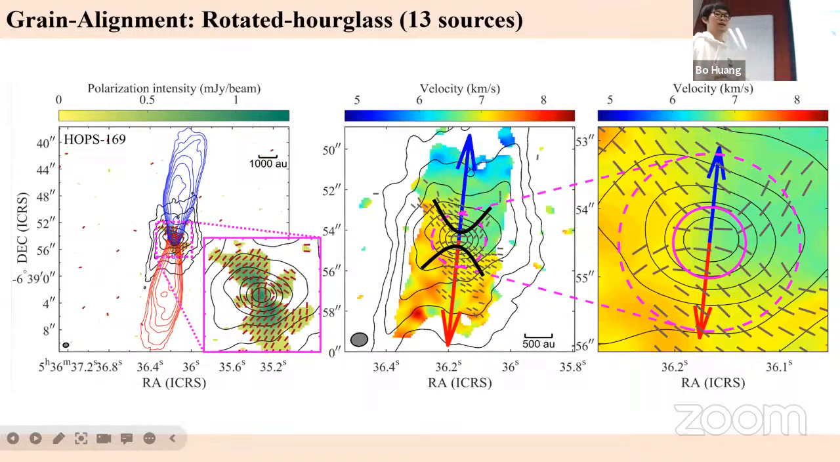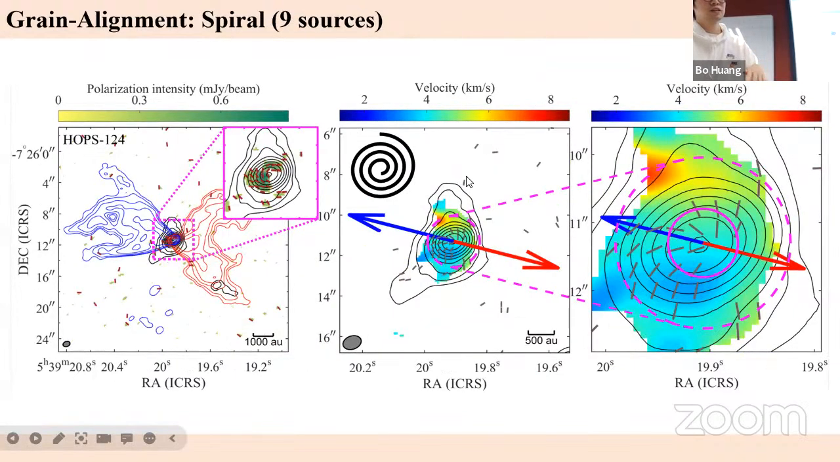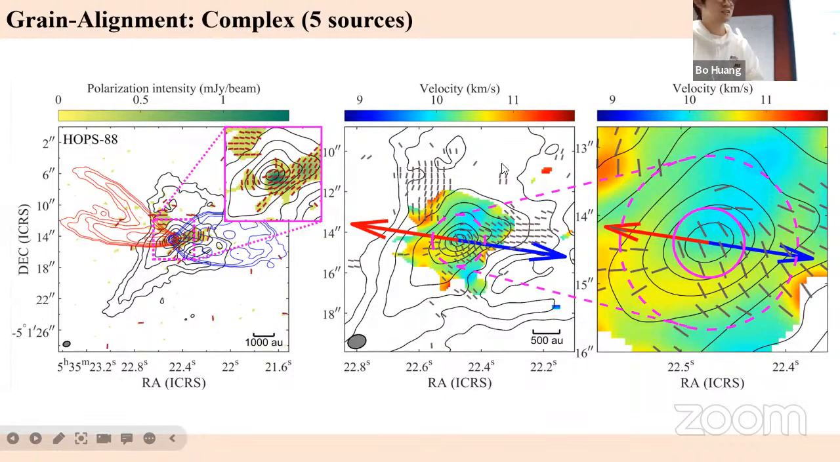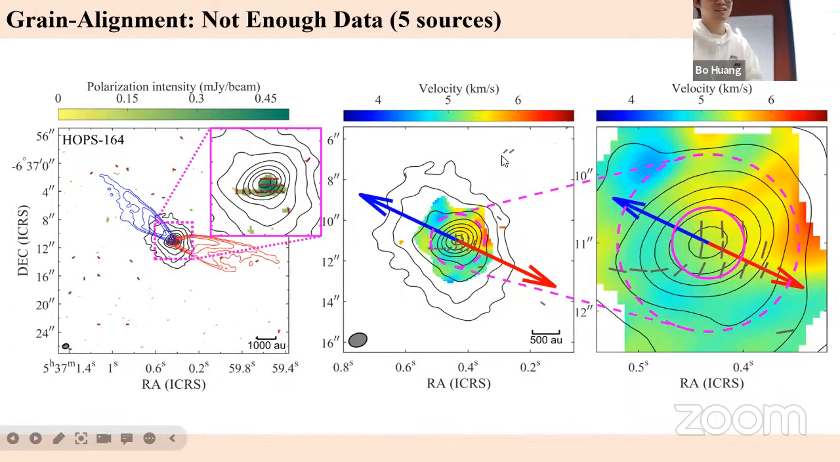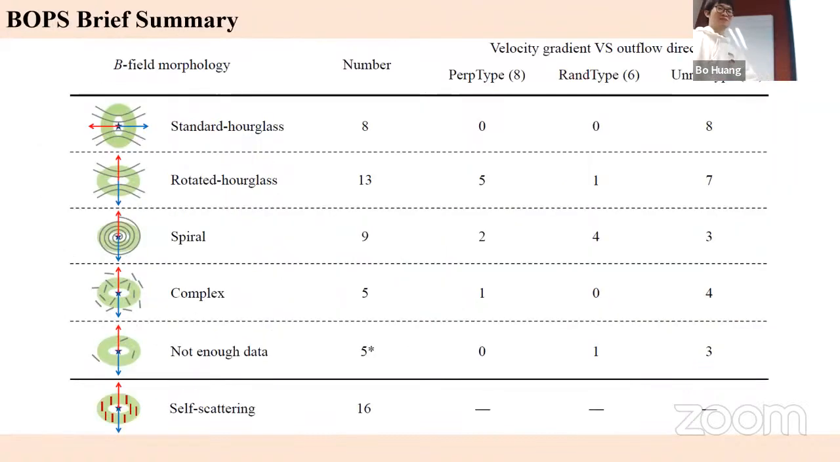The rotated hourglass is almost the same as the hourglass, but rotated by 90 degrees. So we can see the magnetic field is perpendicular to the outflow axis. And for the spiral, we also find the spiral. We have 9 sources of spiral morphology and 5 complex ones, which are hard to check. And 5 sources do not have enough data to identify the magnetic field morphology.